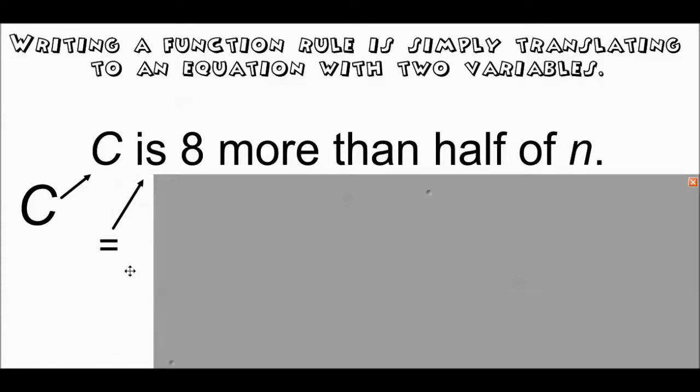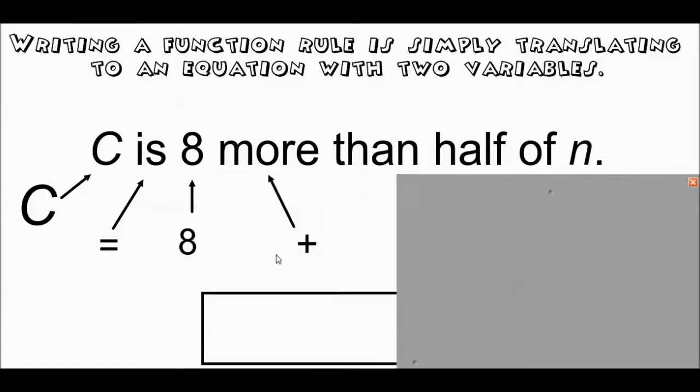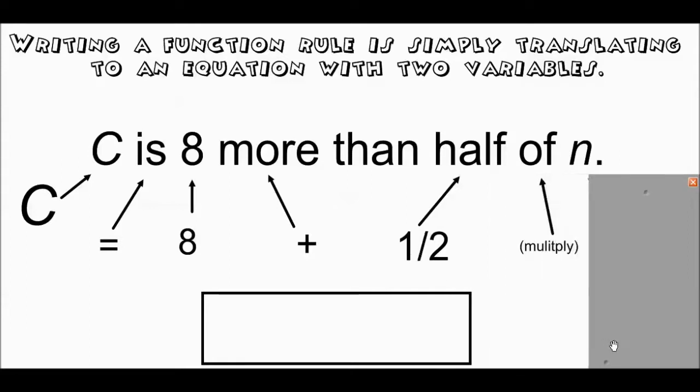Is, that's your equal sign. 8 is 8. More than is going to be adding. Half is 1/2. The word of means multiply. I didn't put x there because I didn't want you to think it was a different variable. And n is n. So when you go to piece this together, C equals 8 more than half of n. So you're going to need to put 1/2 and n together, showing that they're multiplying. In algebra, I can just put that right there by 1/2, or I could have written that as n divided by 2. Either way, but that order will definitely work.